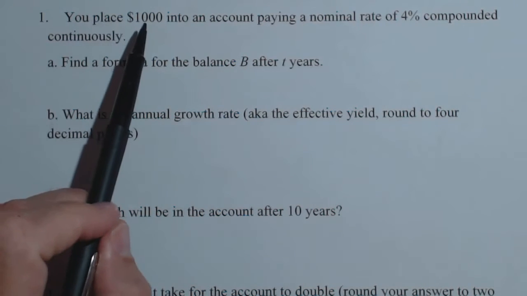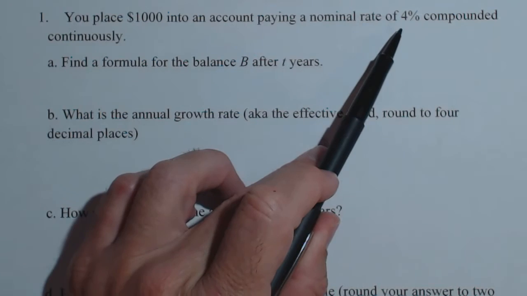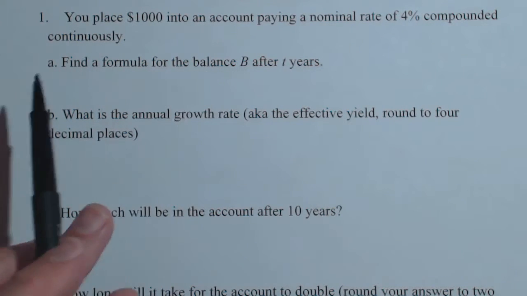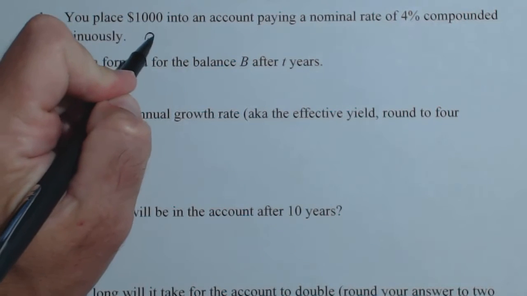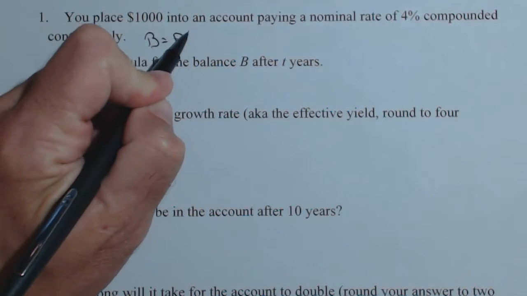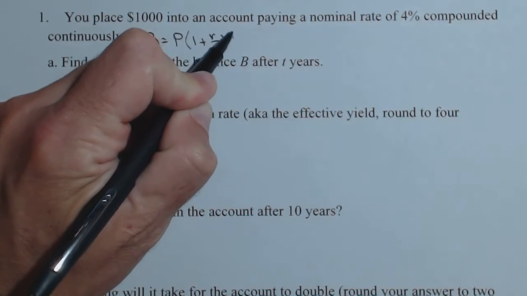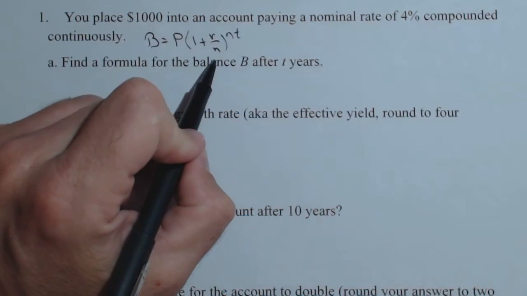If you place $1,000 into an account paying a nominal rate of 4% compounded continuously, we want to find the formula for the balance after T years. Now, there's two formulas. Let me just write down the one we're not going to use and remind you why. This is the formula we like to use if it's compounded n times per year.